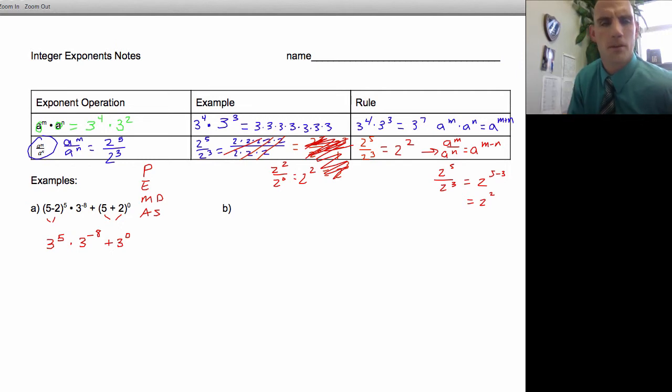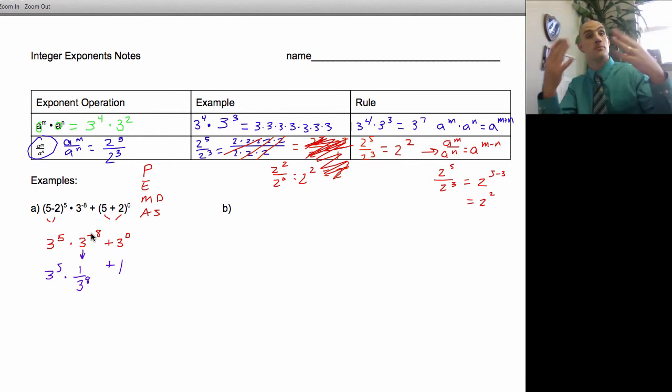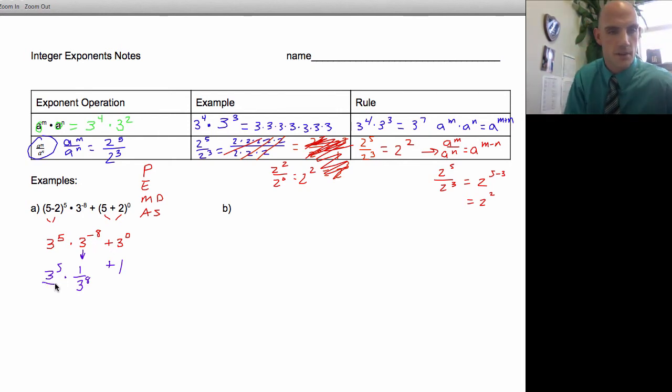Let's recall a couple of properties here. Really, this means plus 1, so that's going to be by itself. Here I have 3 to the 5th, and this I'm going to make into 1 over 3 to the 8th. So when I multiply those, it's fraction multiplication, so really this is 3 to the 5th over 1, and fraction multiplication says 3 to the 5th over 3 to the 8th plus 1.